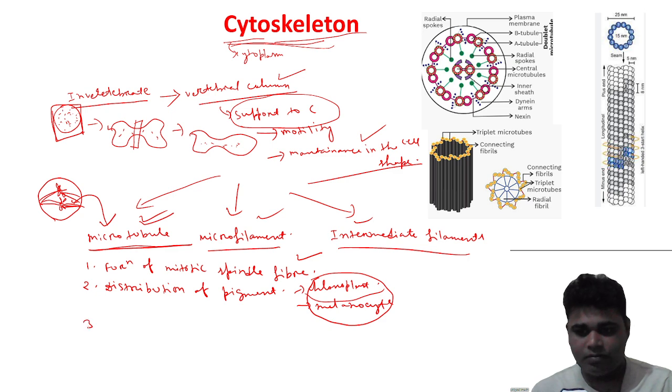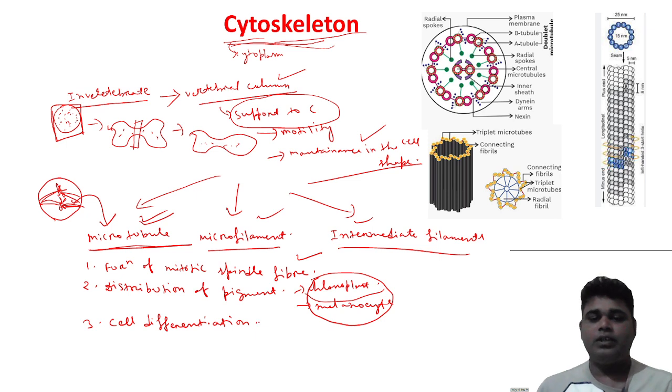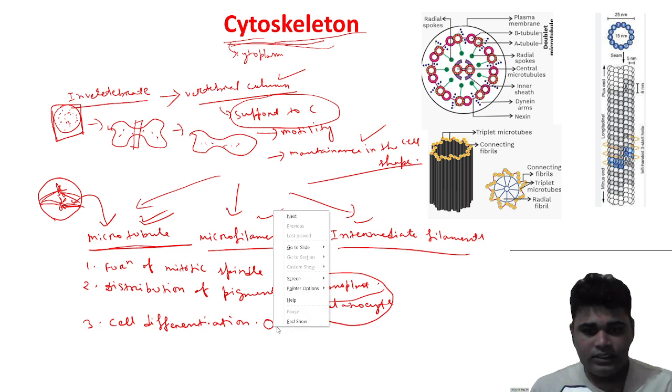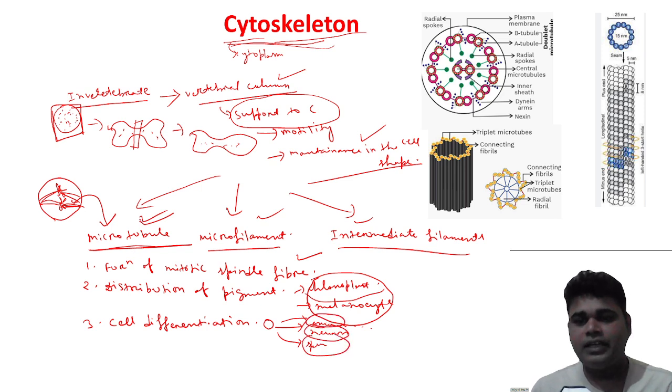The third function of the microtubule is cell differentiation. So what is cell differentiation? For example, let's suppose this is an immature cell. Now it is converted to, for example, a neuron cell, or it is converted to a sperm cell, or it may be converted into an excretory cell or a phlegm cell. So that means different cell differentiations occur, and it is due to the microtubule.